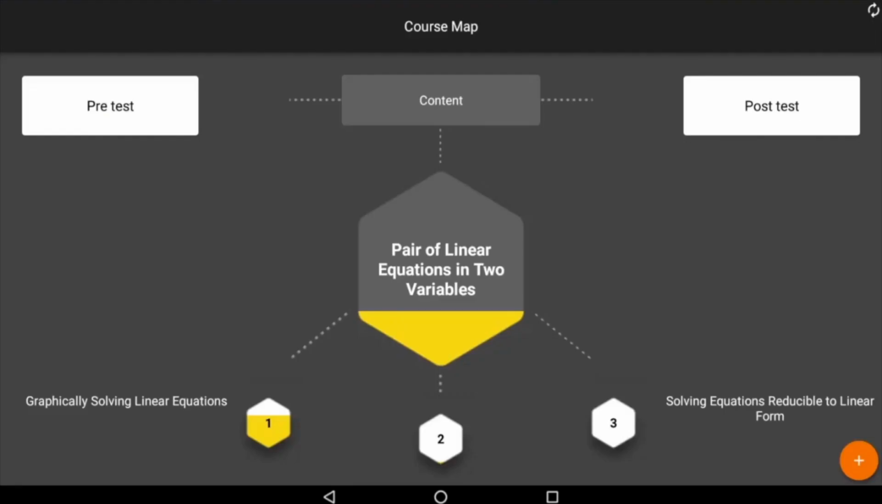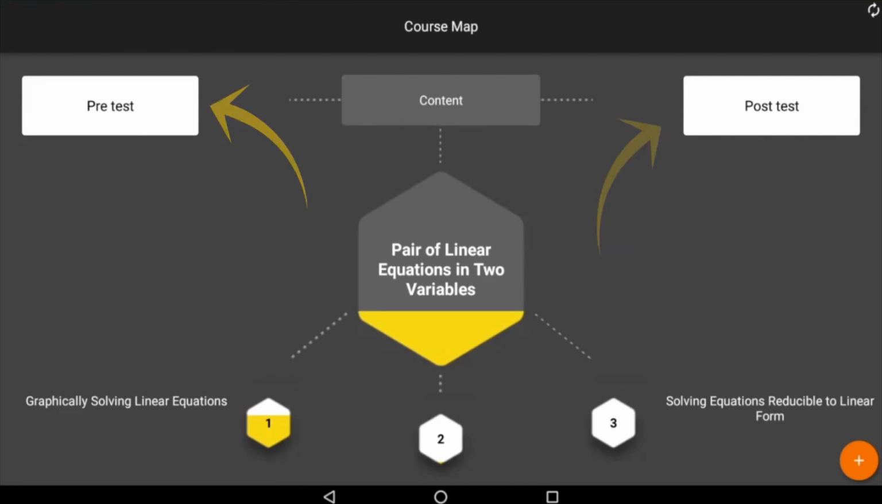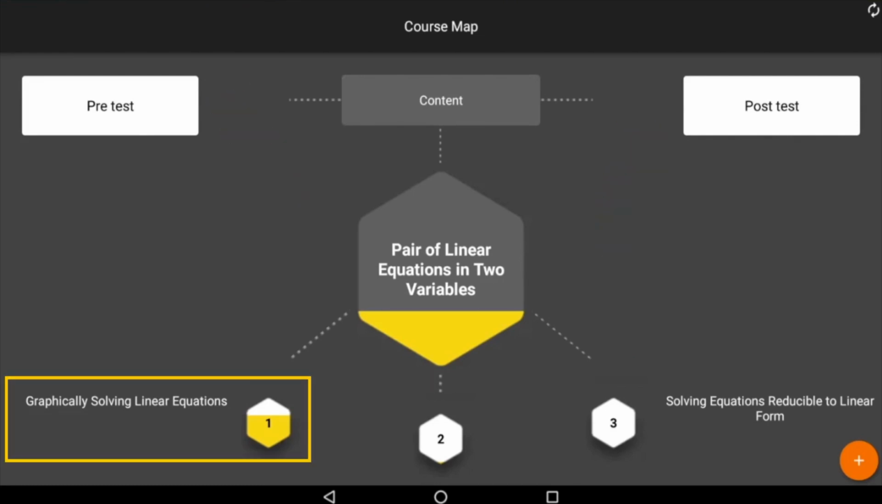Let's take a look at another example, this time from Maths Class 10. Right now, we're in Chapter 3, which is pair of linear equations in two variables. While this chapter might look different from that of Class 8, which we just saw, you can still see that the chapter contains all the different topics, as well as the pre and post. Let's take a look at Topic 1, which is graphically solving linear equations.